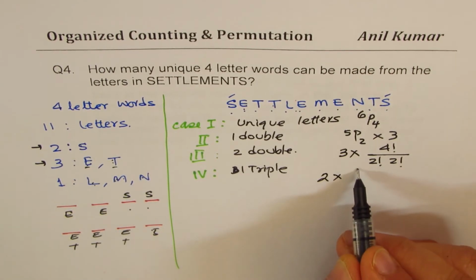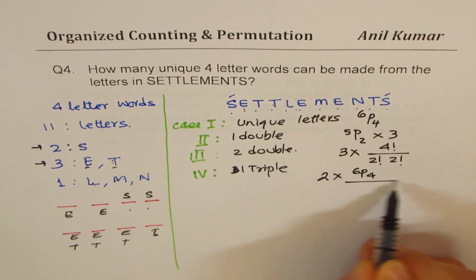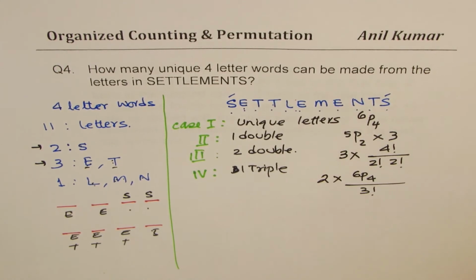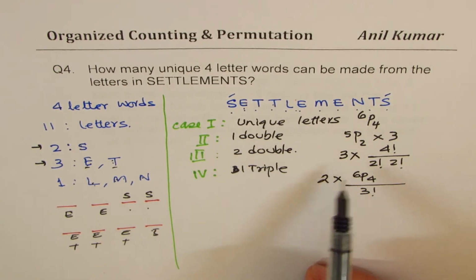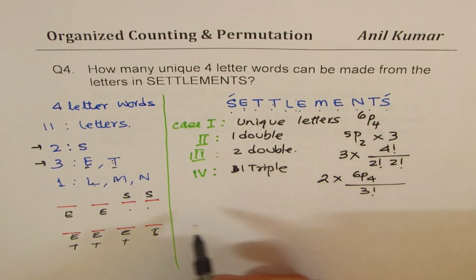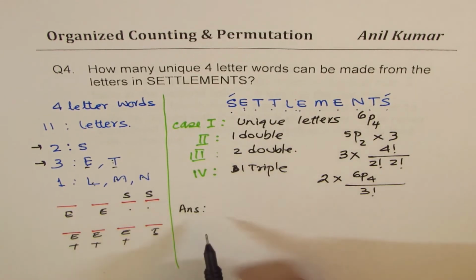letters. So from 6, we are selecting 4 positions, and since we have a triple, this will be divided by 3 factorial. So those are all the cases, correct? So these are all the combinations which could form 4-letter words from settlement. So our answer is, so total is the sum of all this. So our answer is, we have to add this up.